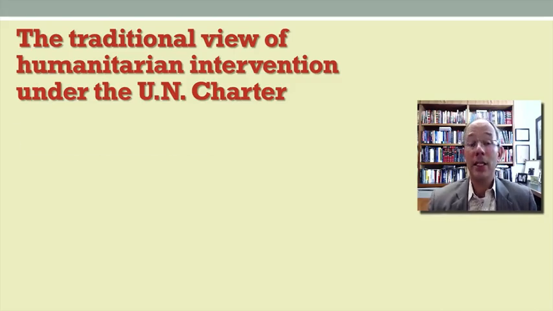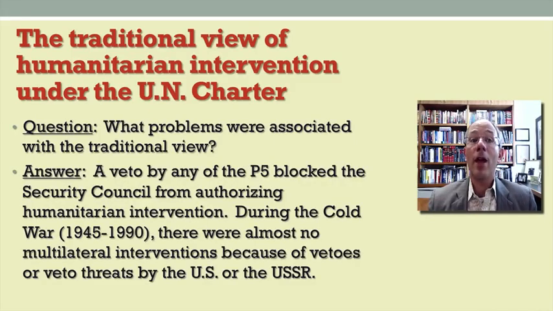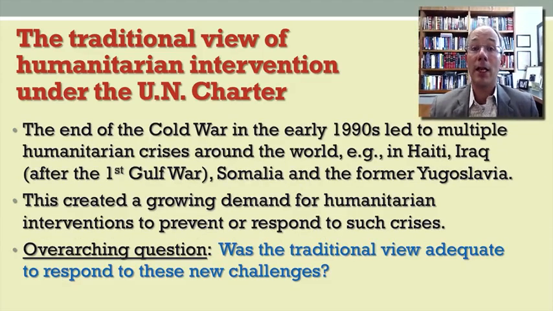But it might, in addition, also go further and prevent the possibility of humanitarian intervention when it really was justified and needed. And as you can see from this slide, it was the case that during the Cold War, when the USSR and the US were both members of the Council, there were really almost no multilateral interventions because of vetoes or veto threats from either of those two P5 members. Now, this situation continued for several decades until the early 1990s, at the time of the breakup of the Soviet Union and the end of the Cold War.